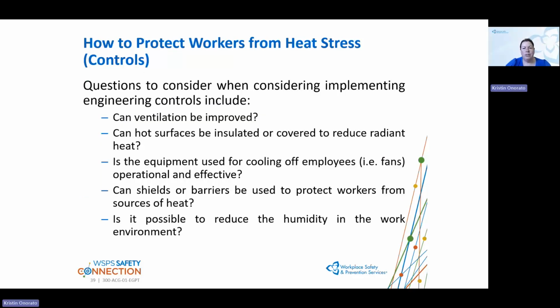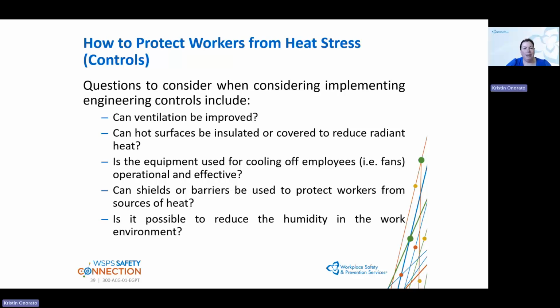Here are some questions you can ask yourself about how appropriate your engineering controls are. Are you able to improve ventilation? Even this piece can be a little bit about communication. A lot of us think we'll just open all the doors to the facility to help with ventilation, but it doesn't help if there's no wind or air movement, or if the outside temperature is hotter than the inside temperature. So, can we improve the ventilation, and if so, how?